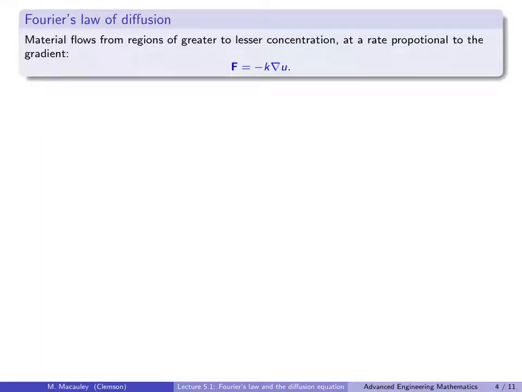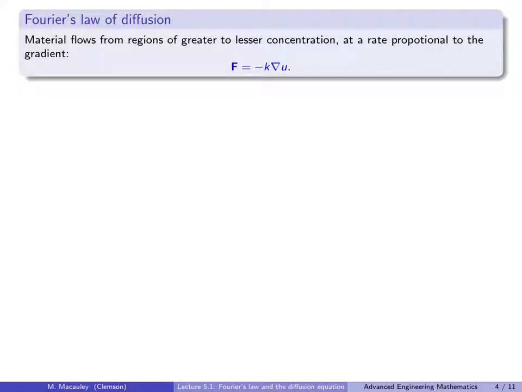I want to spend the next few slides justifying where that equation came from. It's basically 2 things put together. One of them is Fourier's Law of diffusion. This is from physics, or from common sense. And the second one is the Divergence Theorem from vector calculus. So let's start with Fourier's Law.